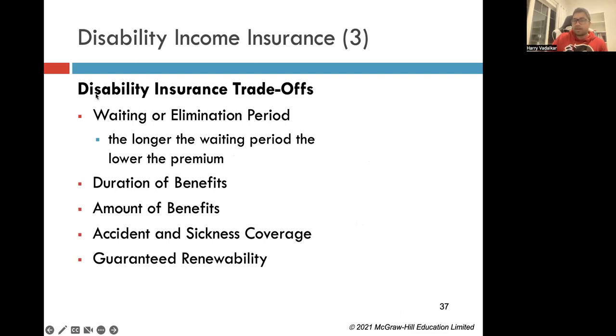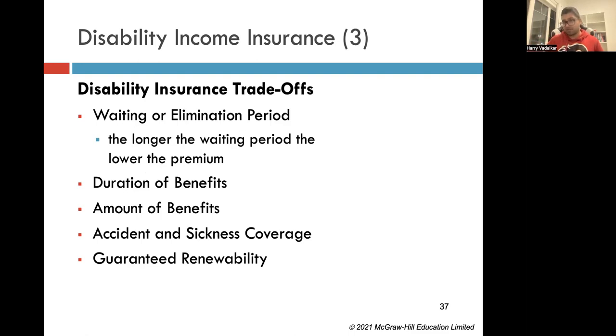What are the different trade-offs that you have to make? So there are different disability insurance trade-offs. There is the waiting or elimination period. The longer the waiting period, the lower the premium. Generally you have to remember, when a person is diagnosed with disability, most of the time you can get certain benefits from the government. So EI, employment insurance, has some disability benefits that you can claim.